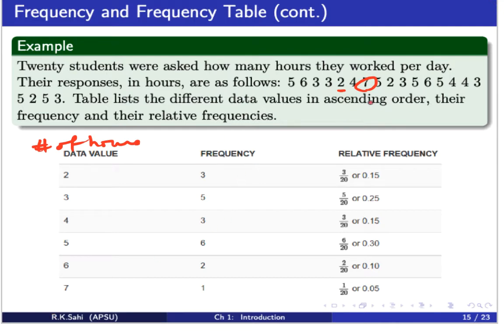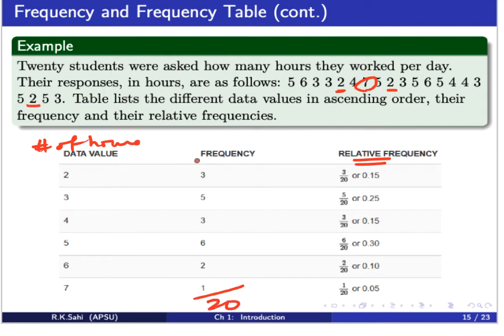Frequency is how many times these different values appeared, that is, the number of hours a student worked per day. So 2 appeared here 3 times: 2, 2, and another 2. So the frequency is 3. For 3 hours, the frequency was 5. Similarly for 4 it was 3, and so on for 5 and 6. Now, relative frequency. For that, you add up all the values in the frequency. That is going to be 20.